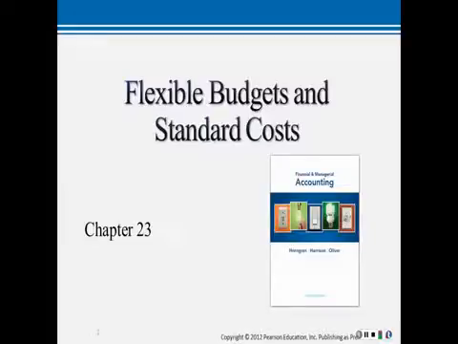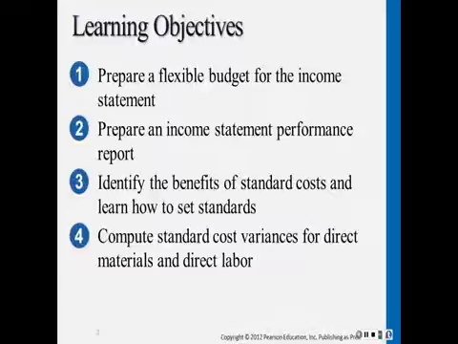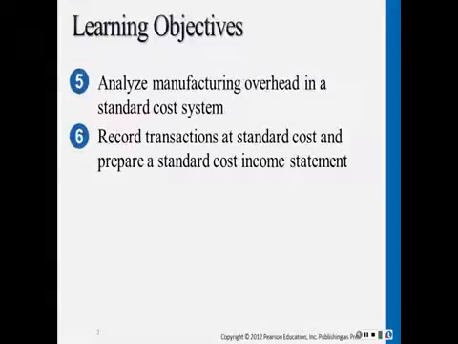Chapter 23 explains flexible budget and standard costs. The learning objectives for this chapter include to prepare a flexible budget for the income statement, to prepare an income statement performance report, to identify the benefits of standard costs and learn how to set standards, to compute standard cost variances for direct materials and direct labor, analyze manufacturing overhead in a standard cost system, and record transactions at standard cost and prepare a standard cost income statement.